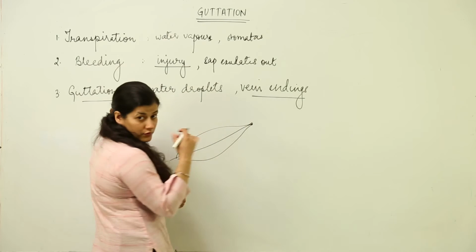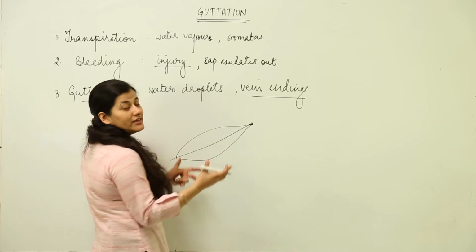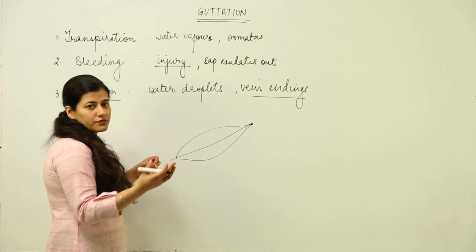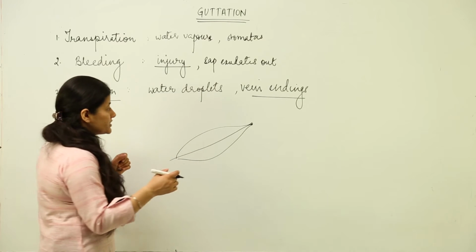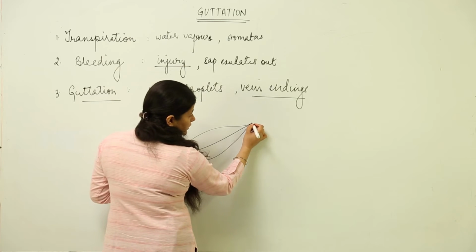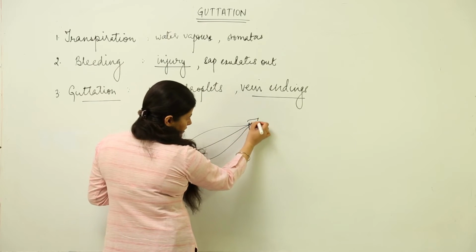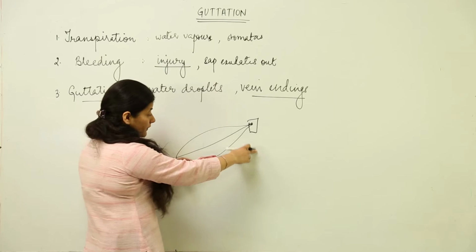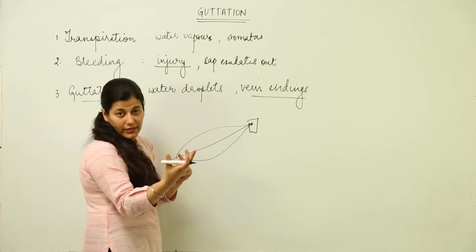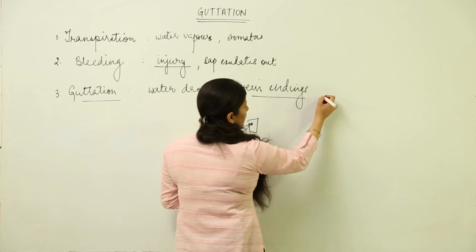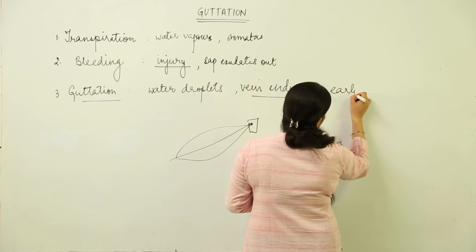of water, and it is not completely water. There is a certain amount of solutes inside this particular liquid, 6 to 7% of solutes are present, and this droplet of water is formed at the vein ending, as I told you. The leaf is present, the vein ending has a liquid droplet that exudes out early morning on a humid day.